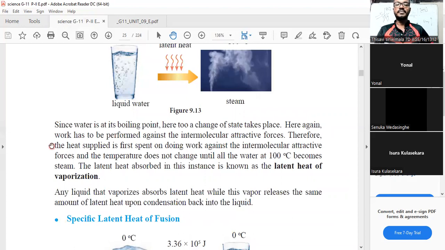The heat supplied is first spent on doing work against the intermolecular attractive forces, and the temperature does not change until all the water at 100 degrees becomes steam. The latent heat absorbed in this instance is known as the latent heat of vaporization.